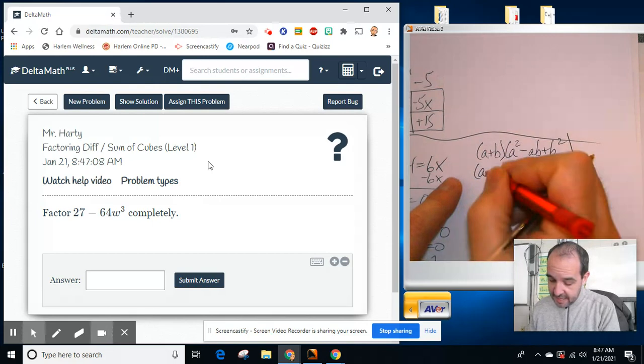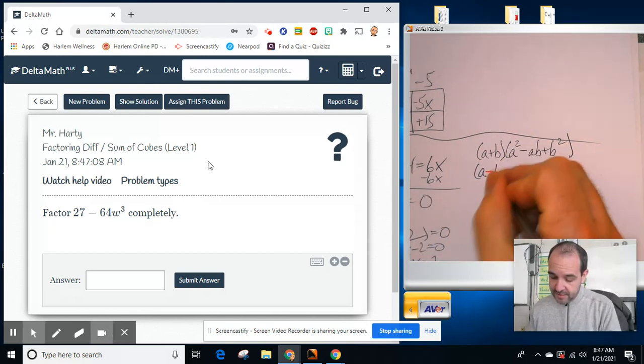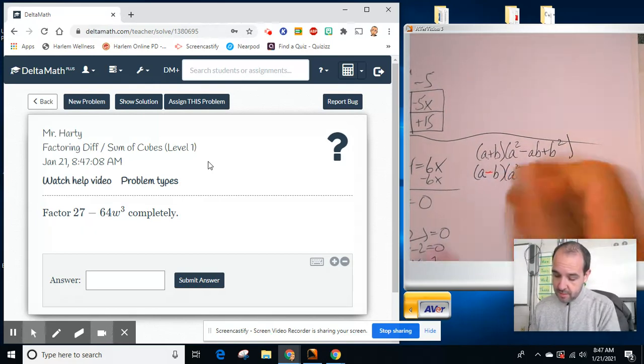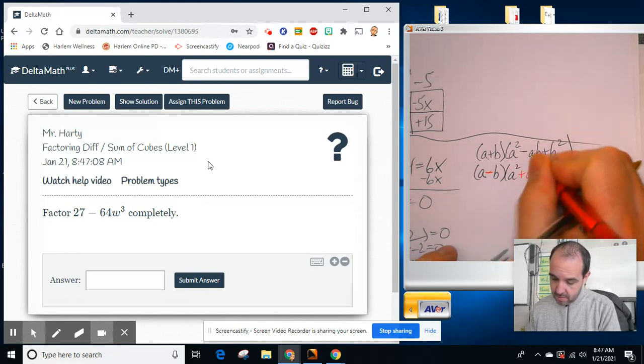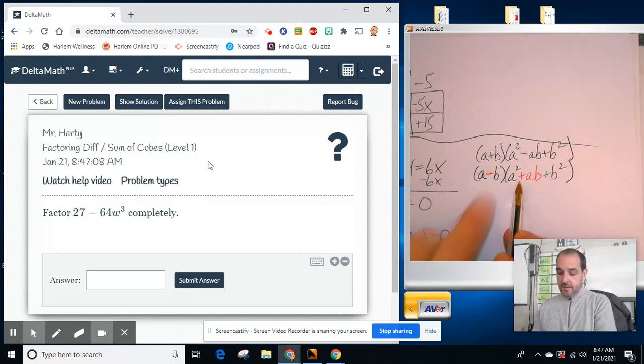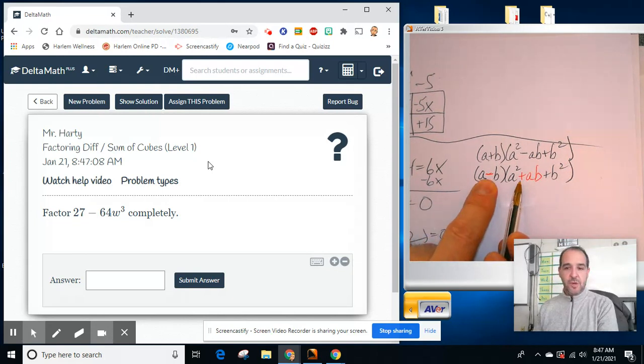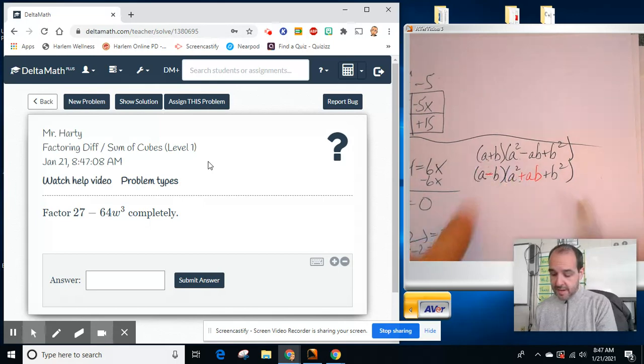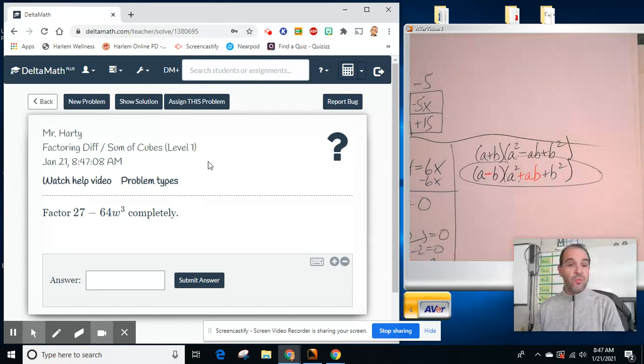The difference, if you have a difference of cubes, is that these two signs change. Okay, these will always be opposites. If I start with minus, the next one's plus. If I start with plus, the next one's minus. But for our problem that we're doing here in this instance, that's what we're going to do.